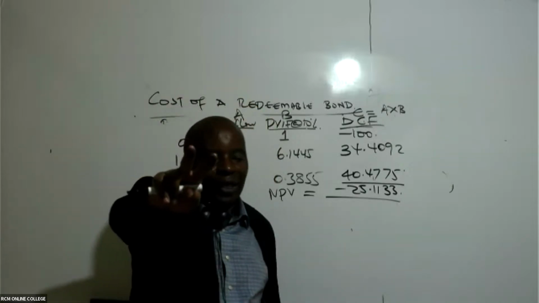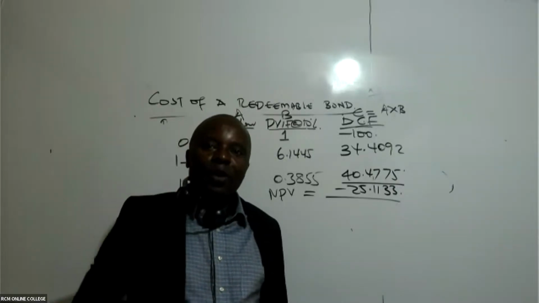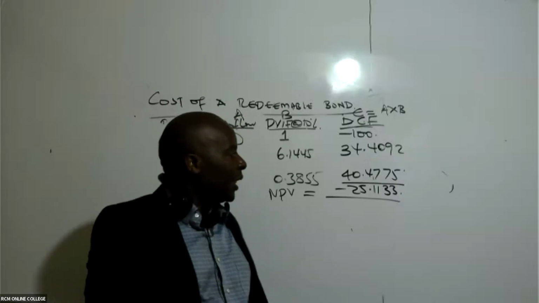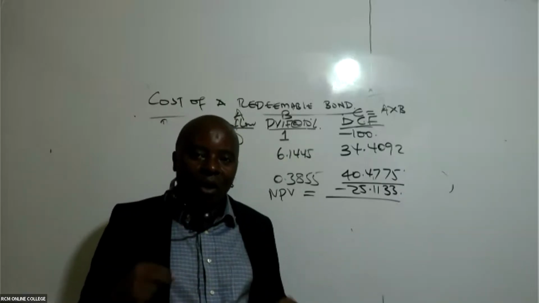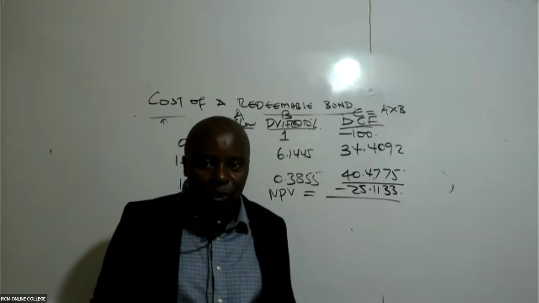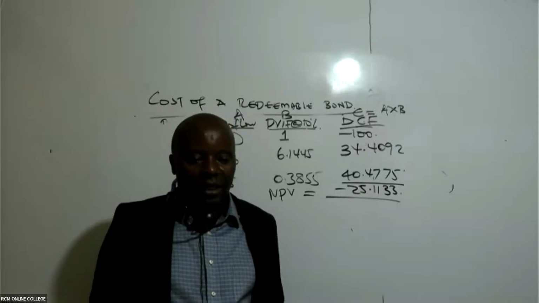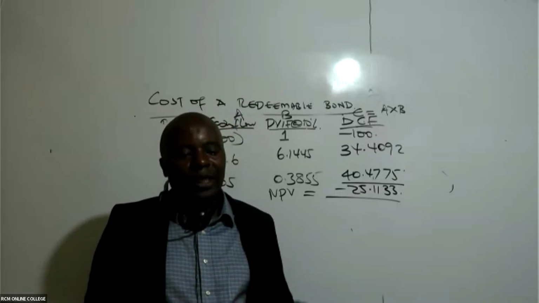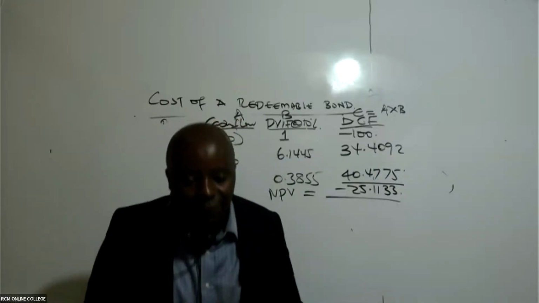Now, ladies and gentlemen, remember we said we need 2 NPVs. One must be positive, the other one must be negative. Bad luck has given us a negative NPV. So now, through trial and error, can somebody tell me the cost of capital that I should use, which in this case will give me a positive? I want to hear from you. 10% has refused.